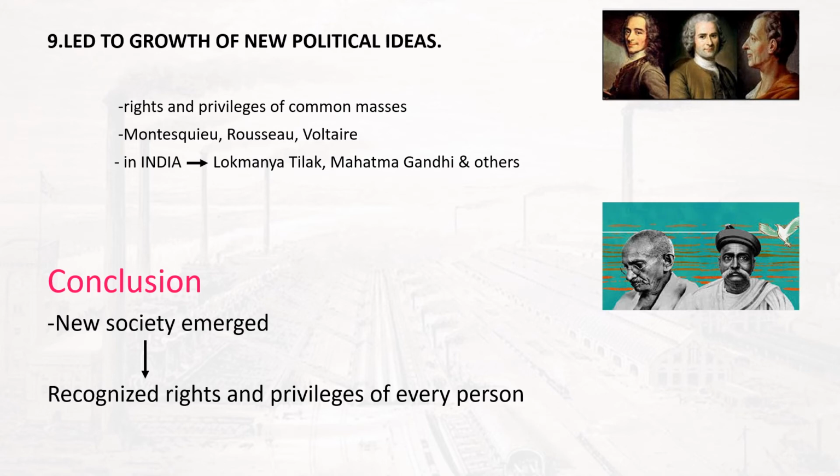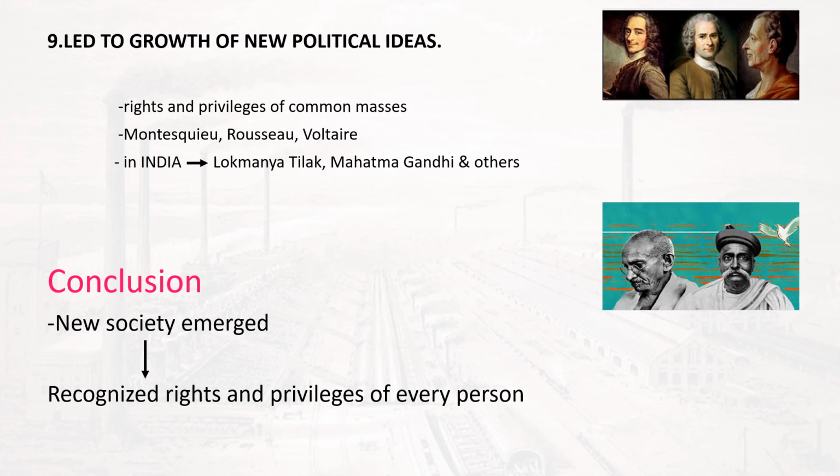After the Industrial Revolution, there was growth of new political ideas. Rights and privileges of common masses became important. People began to make people aware of their rights and privileges. We saw that in the French Revolution, the three philosophers, Montesquieu, Rousseau and Voltaire, had books, and these books were read by people and people became aware of what they had to do. In India also, we saw Lokmanya Tilak, Mahatma Gandhi and many other leaders wrote in the newspapers, in the books, whatever they wanted to tell the people, and made the people aware to fight against the British.